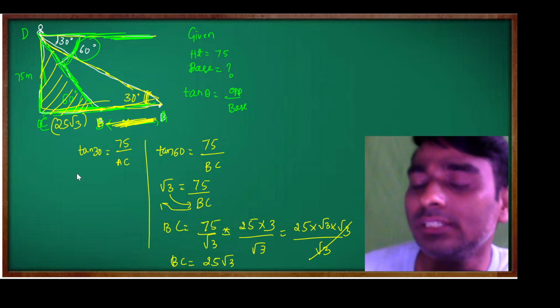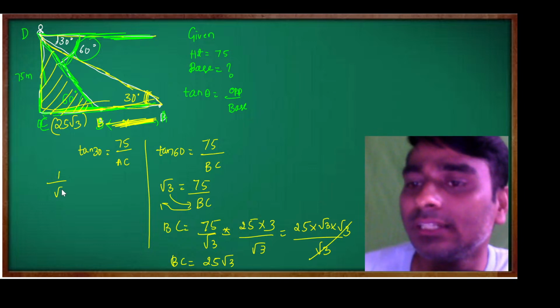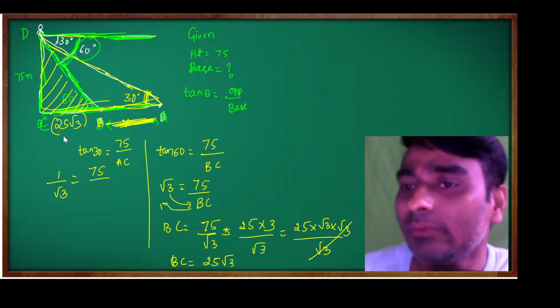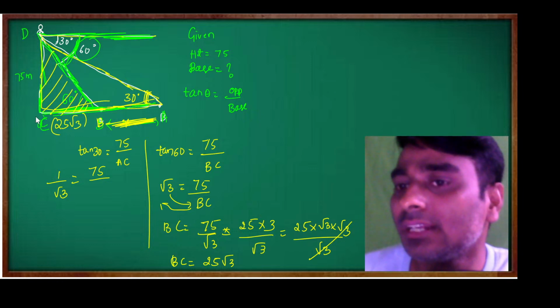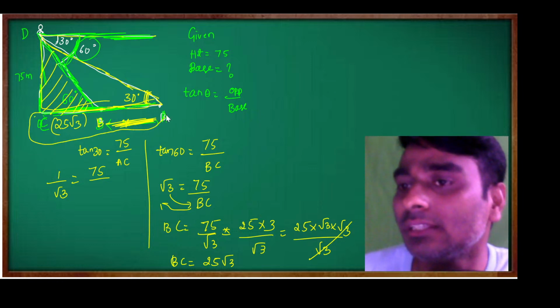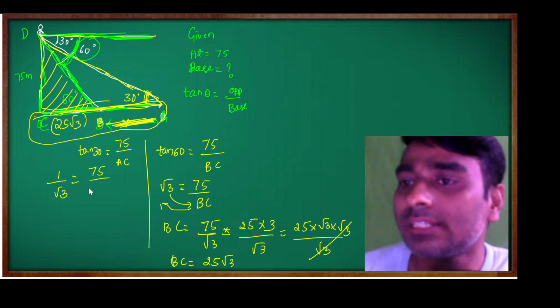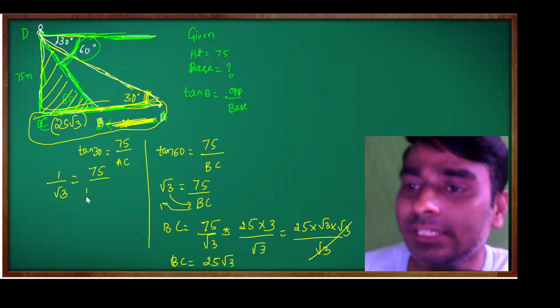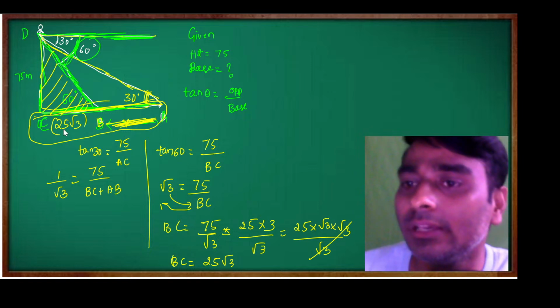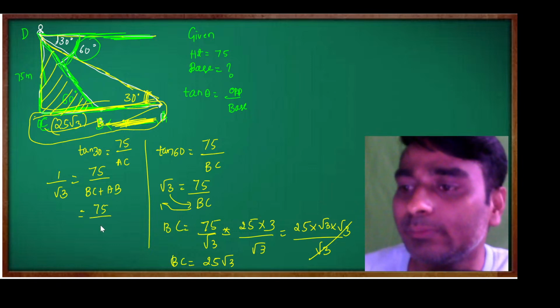Now come to this and write what is tan 30, 1 by root 3. What is this now? 75. Tell me what is AC. AC means complete this thing. So what is this? AC is BC plus AB, that is from here to here. So what is BC? We have 75.